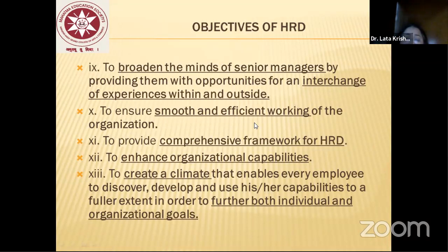Why so? Because human resource is the only thinking, active resource. And if goals have to be achieved, if environmental challenges have to be faced, if planning has to be made for the new beginning of your organization or to face challenges, then it can happen only through continuous training and development to provide a comprehensive framework for human resource development.